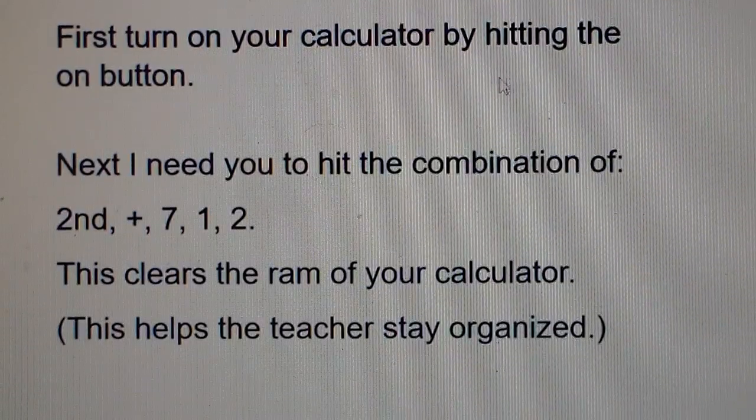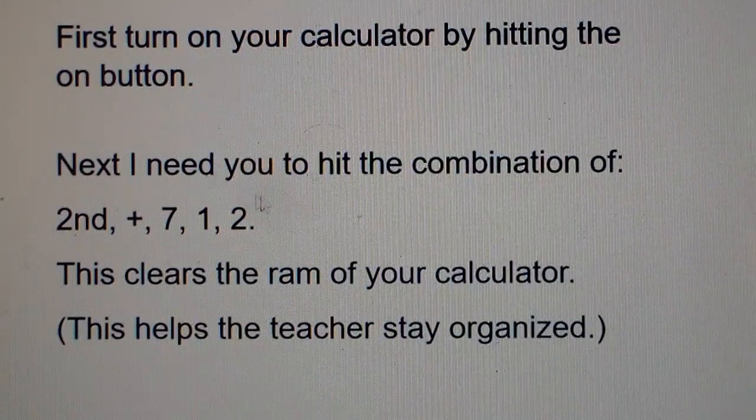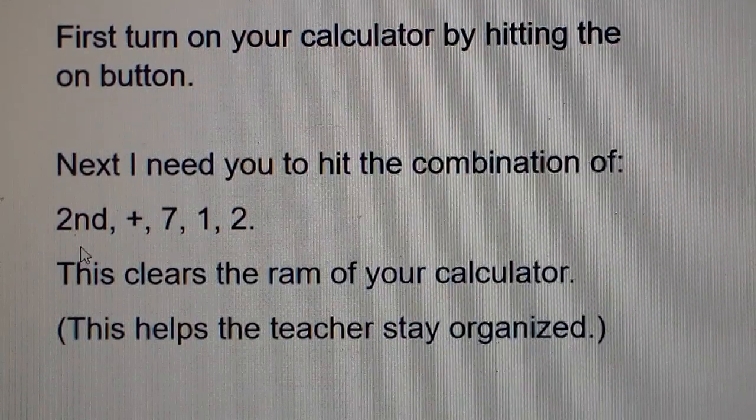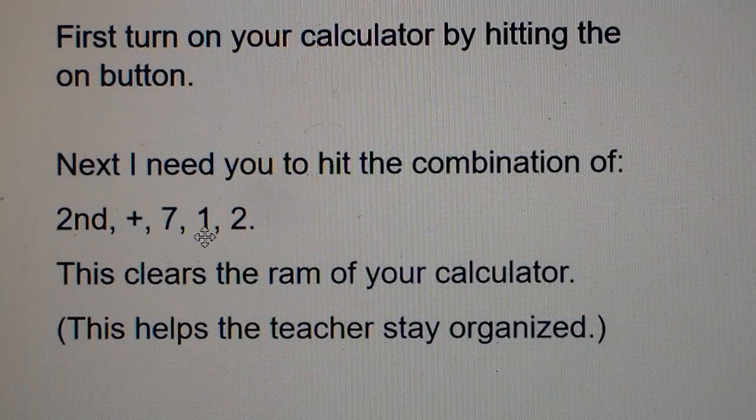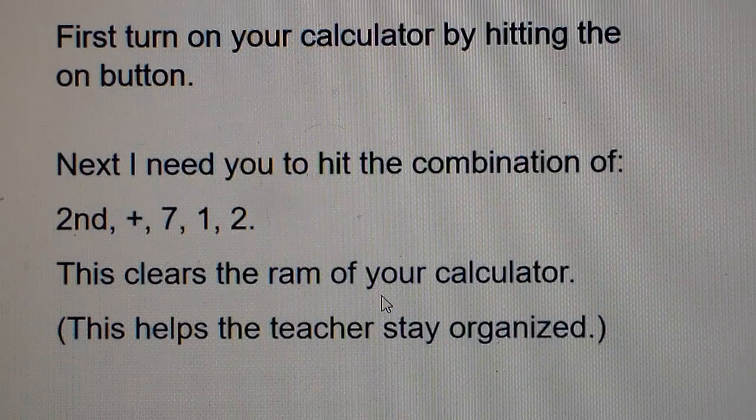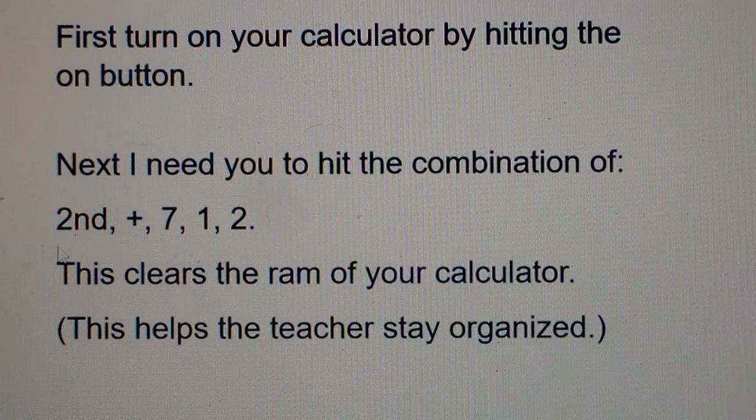First, I want you to turn on the calculator by hitting the on button. Next, I need you to hit the combination of second, plus sign, 7, 1, 2. This clears the RAM of your calculator. It helps everyone be on the same page and everything is all cleared, so it's like a brand new calculator.